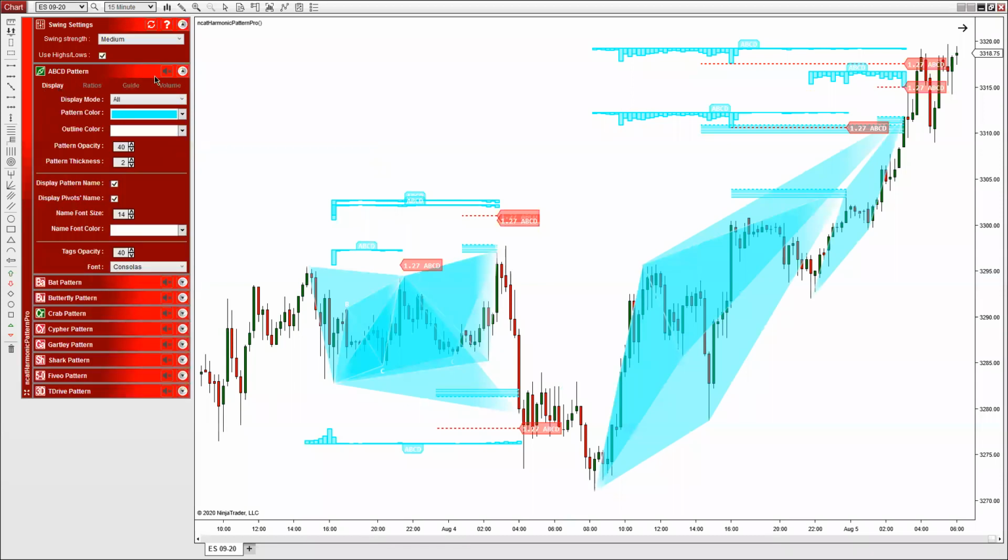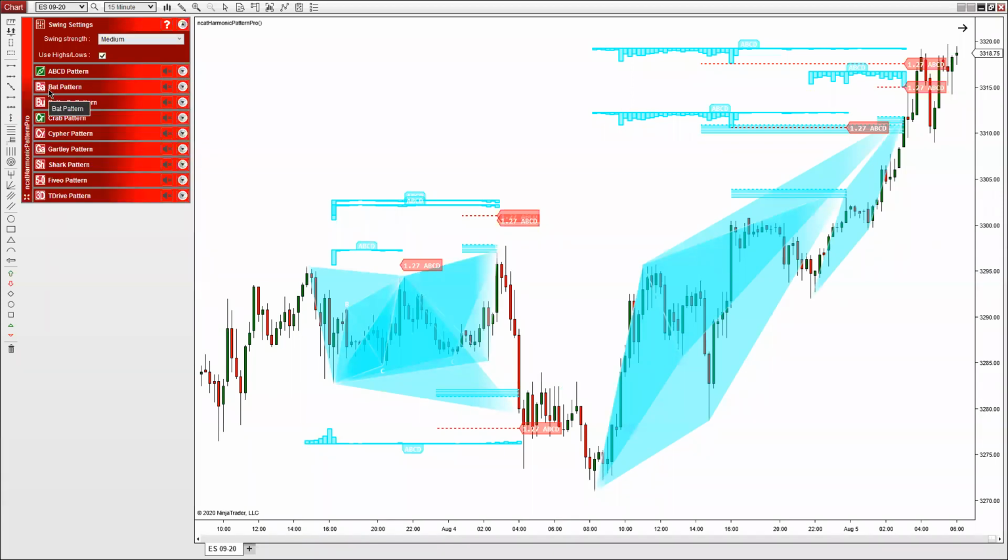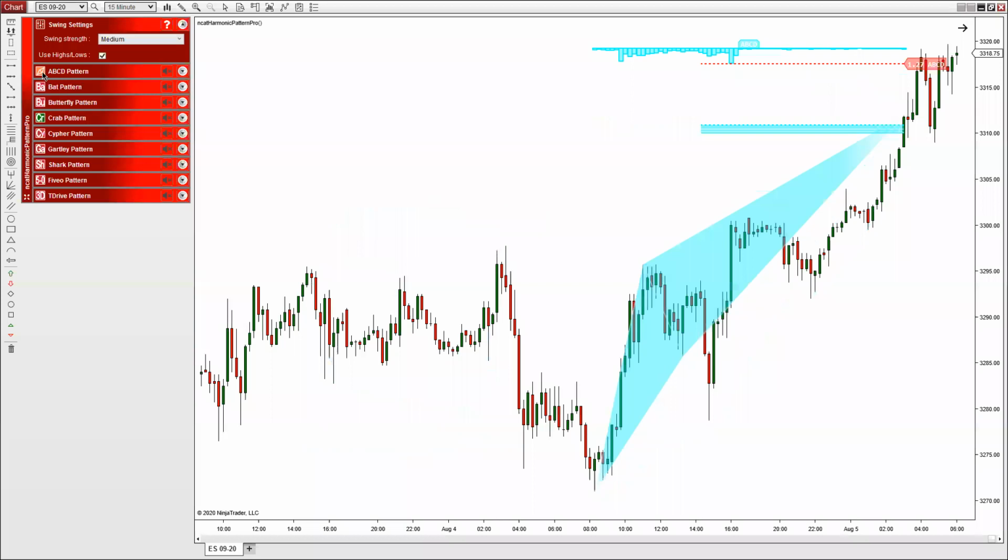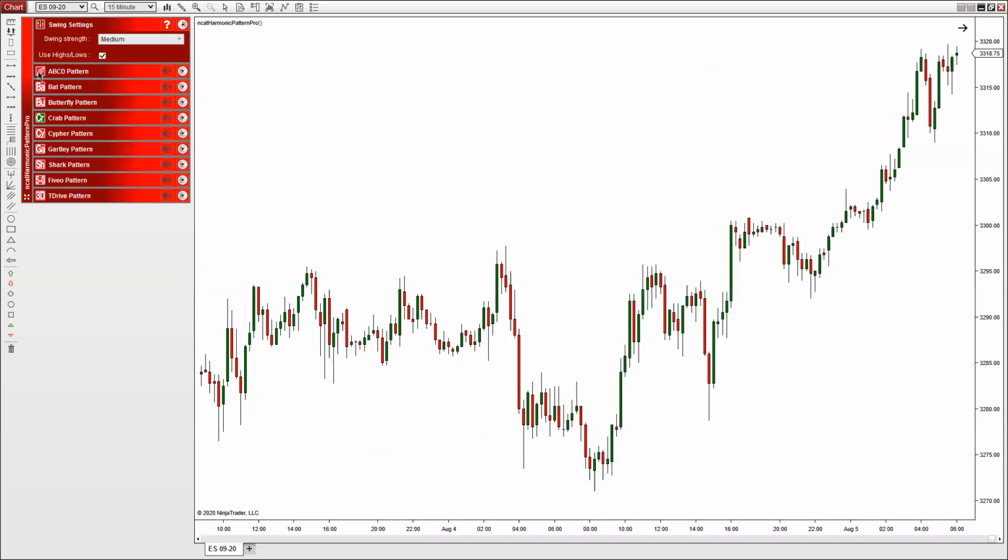All right, these little speakers here are audio alerts. You can see ABCD patterns. You can go ahead and turn them off and just see the most current ones, or turn them off completely, turn them on, or just see the most current ABCD pattern here as well. All right, Cipher patterns, Gartleys, Sharks, 5-0, again, completely customizable here as well. I don't think we have any of those.